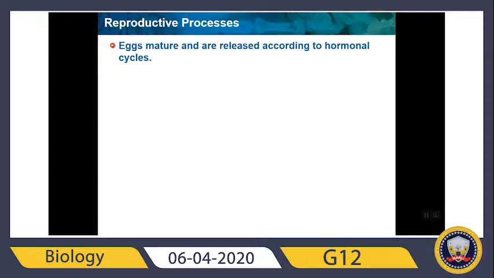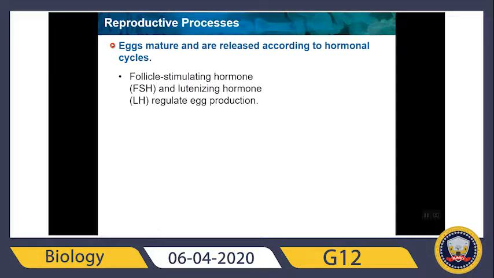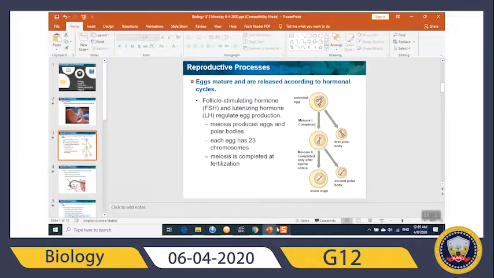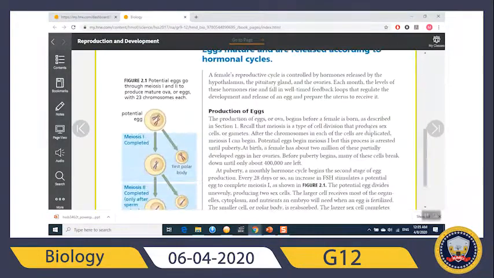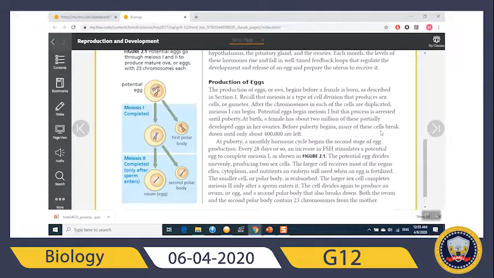We have the egg formation and release, and we have the sperm formation. Now, let's start with the egg formation. Let me change to the book one minute. Okay, so how does the production of eggs happen inside the female's body? Now, we already established that females, before puberty, or when they are born, have about 2 million eggs.